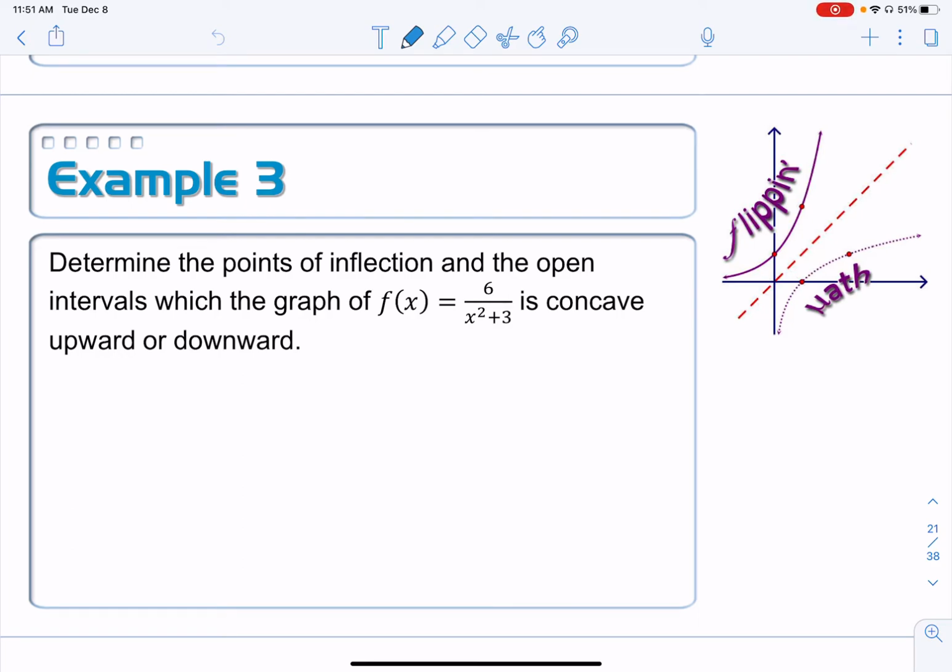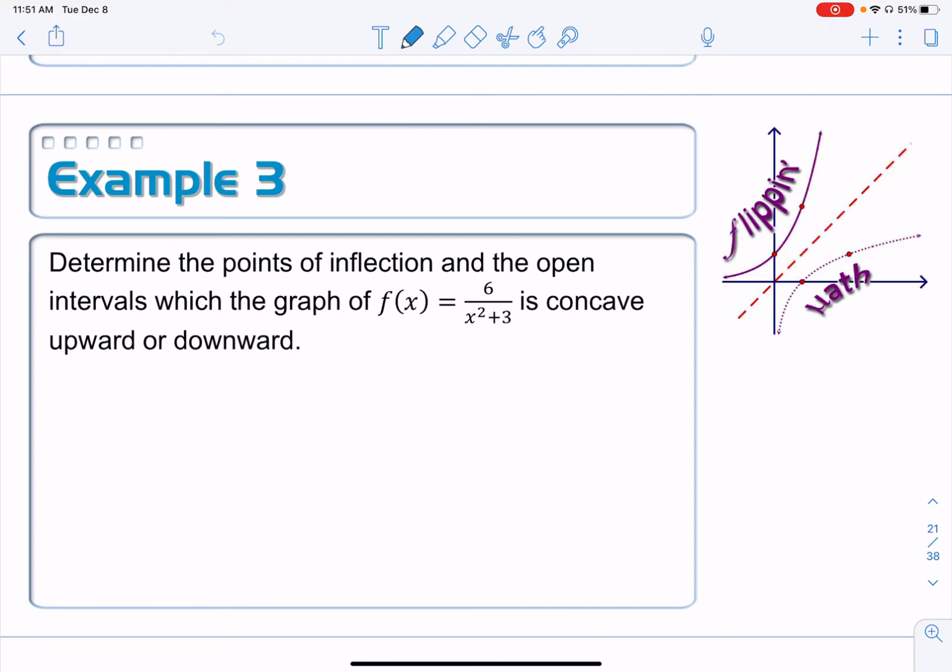For this example, we want to determine the points of inflection and the open intervals over which the graph of f of x equaling 6 over x squared plus 3 is concave upward or downward. So how do we do this? Well, you're going to see that finding where a function is concave up and concave down, where the points of inflection are, is going to be very similar to what we did in the previous lesson about finding where a function is increasing or decreasing and where the relative extrema are. It's just that we're going to do it on the second derivative.